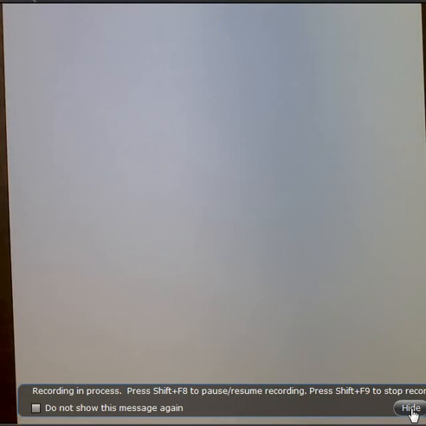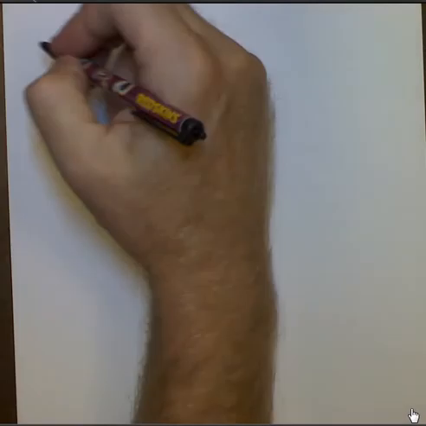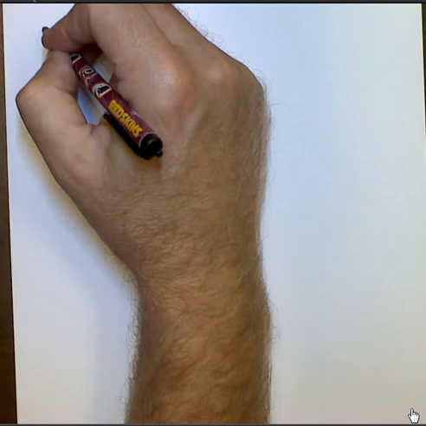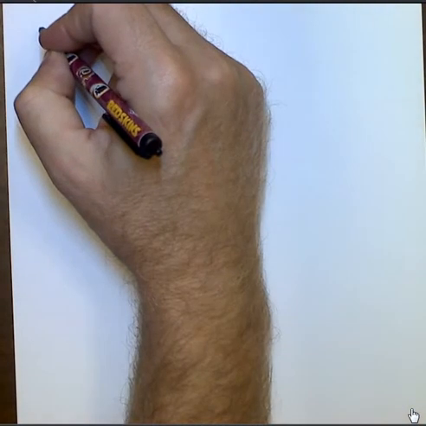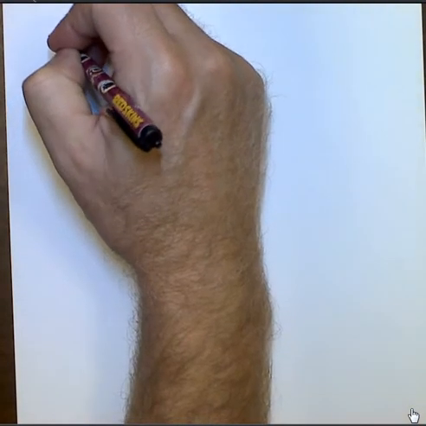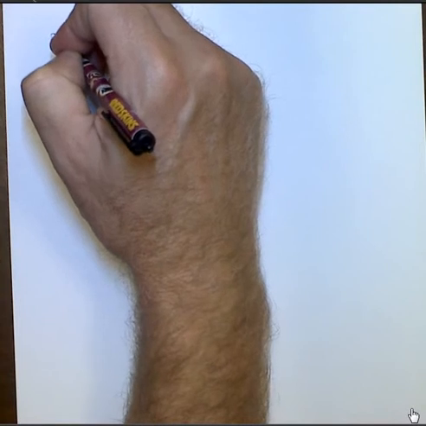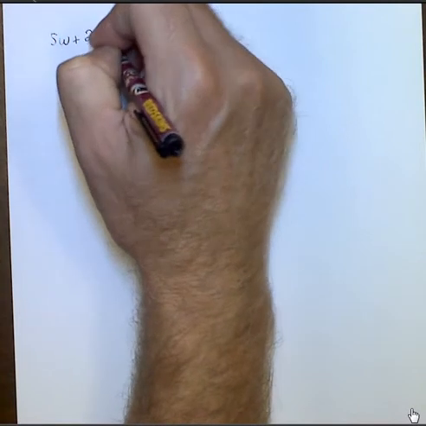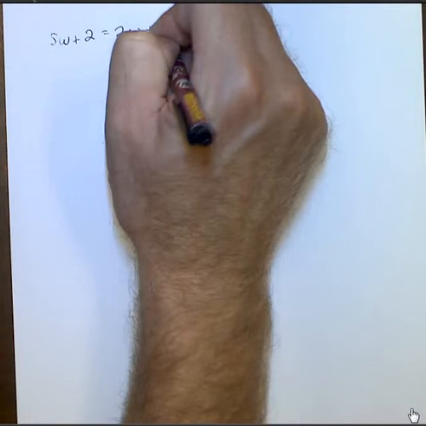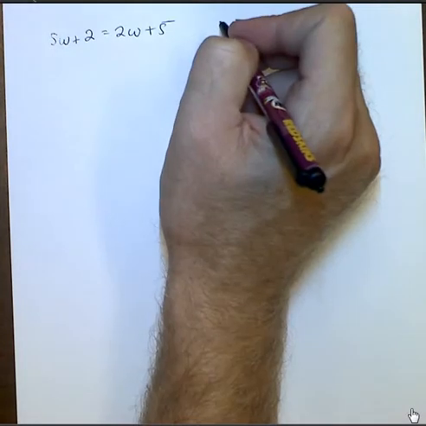Solving linear equations. So let's just do some refresher on solving linear equations in one variable. Let me start with an easy one, just to get the methodology down for you. 5w plus 2 equals 2w plus 5. We're solving for w.